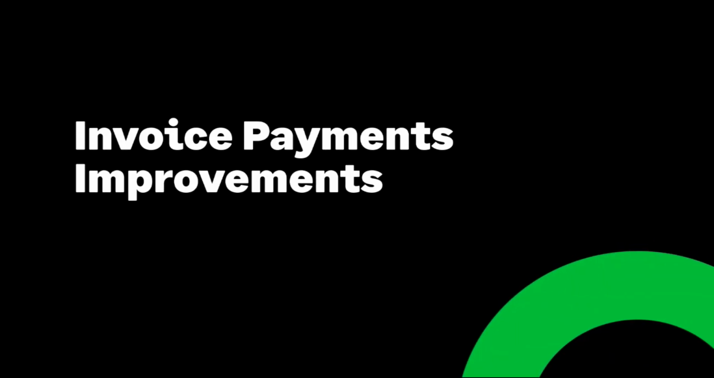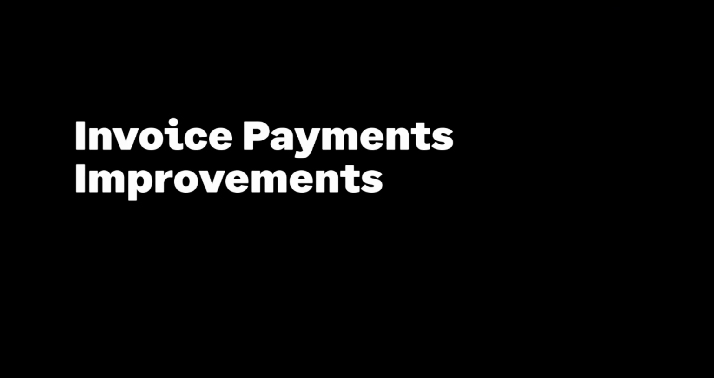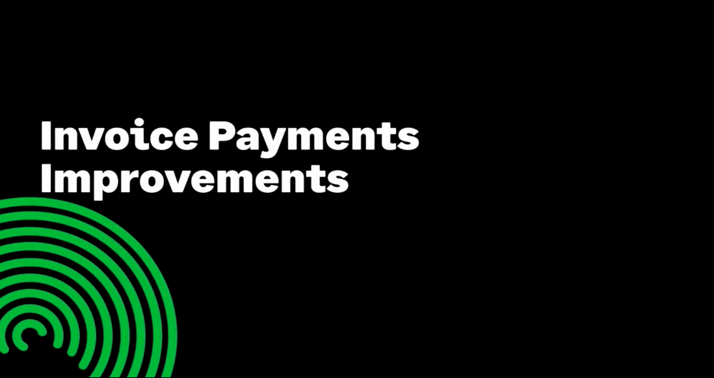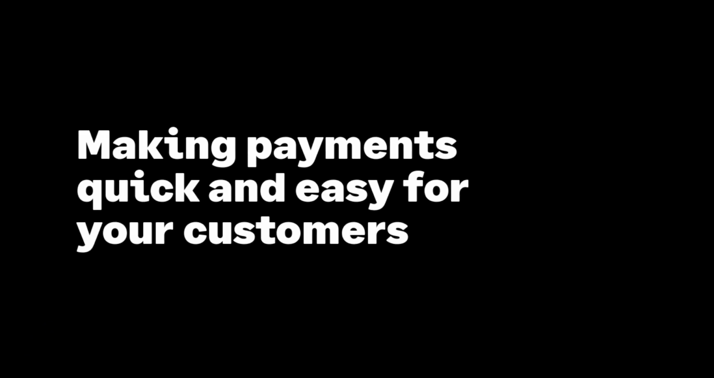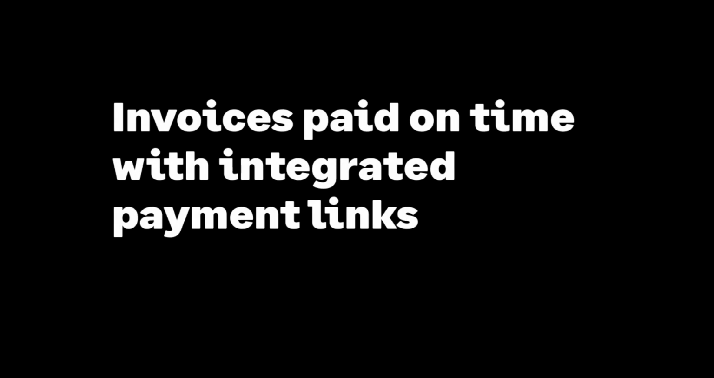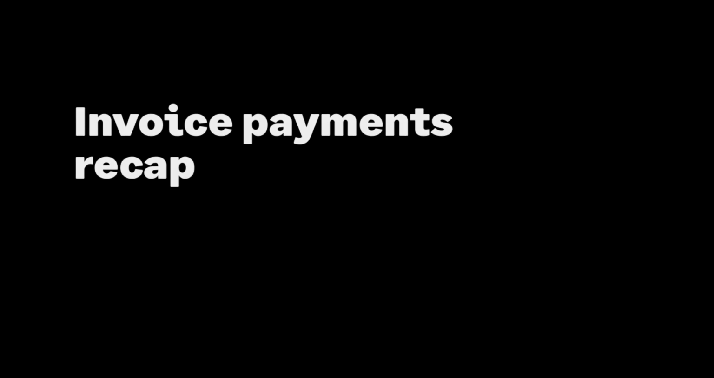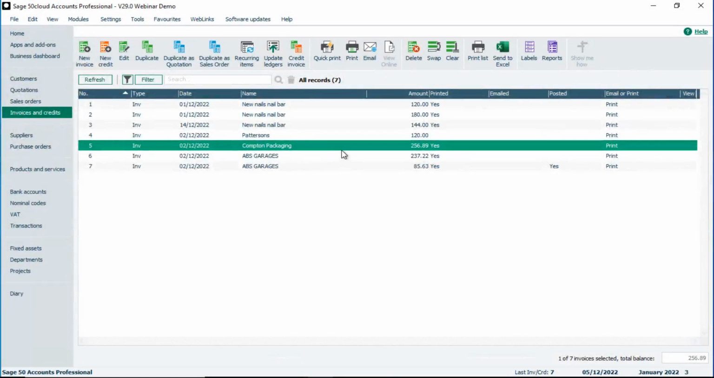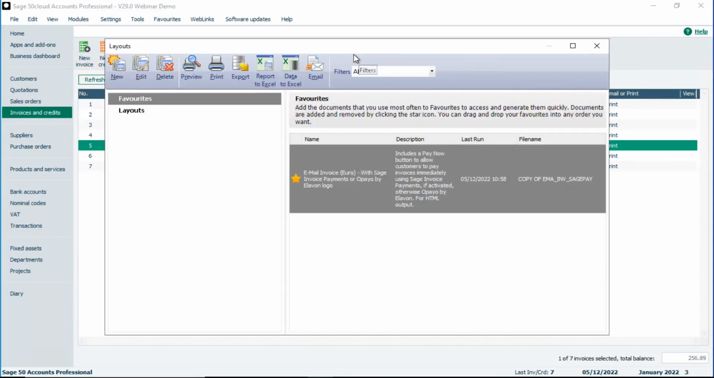Invoice Payments is a great feature for providing online payment links on invoices for your customers when using Stripe or PayPal. This makes the process quick and easy for your customers to pay on time. And when Invoice Payments is activated, you can email the invoice to your customers with an integrated Pay Now button. Invoices can be emailed directly from the Invoices window if you've set up the default layout to one including the integrated link. Or you can generate the preview and select the email invoice with Invoice Payments option.